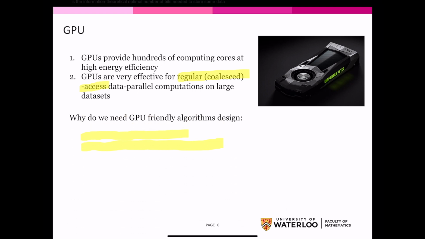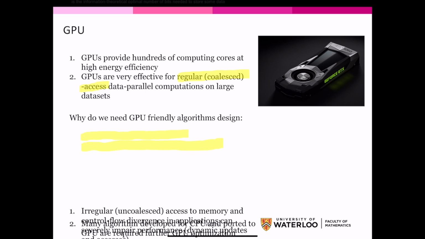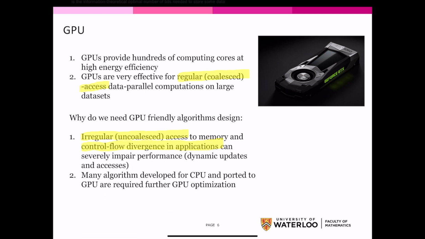Why do we need a GPU-friendly algorithm design then? First, irregular, uncoalesced access to memory and control flow divergence in applications, like dynamic updates and accesses, can severely impair performance. Due to that, many algorithms developed for CPU and ported to GPU require further GPU optimization. These three keywords, I will explain in the next two slides.